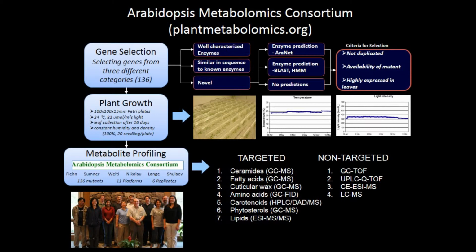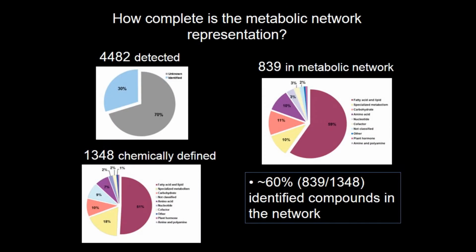used about 136 knockout or overexpression lines in Arabidopsis enzymes that are either well characterized or not so well characterized, and using 11 analytical platforms, both targeted and non-targeted, profiled metabolites from these mutants compared to wild type. And these plants were all grown in very controlled environmental conditions. So what we found was that we actually found close to 4,500 putative compounds from these profiles.